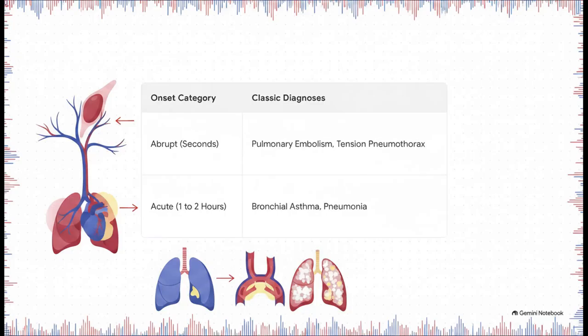Let's look at the fastest timelines first, the hyperacute emergencies. If the onset is abrupt, like seconds to a few minutes, you've got to think of immediate life threats. Think of a massive pulmonary embolism completely blocking blood flow, anaphylaxis slamming the airway shut, or the catastrophic sudden loss of air escaping into the chest cavity in a severe tension pneumothorax. Now, if it takes 1 to 2 hours, our acute bucket, we're looking at rapidly inflammatory or reactive states, things like bronchial asthma, a really fast advancing pneumonia, or edema of the larynx.